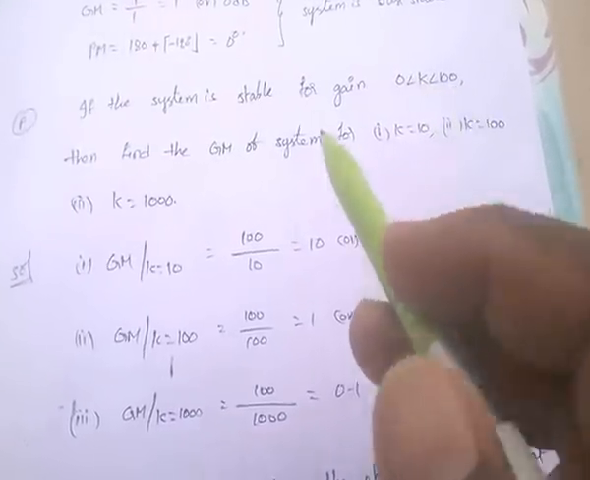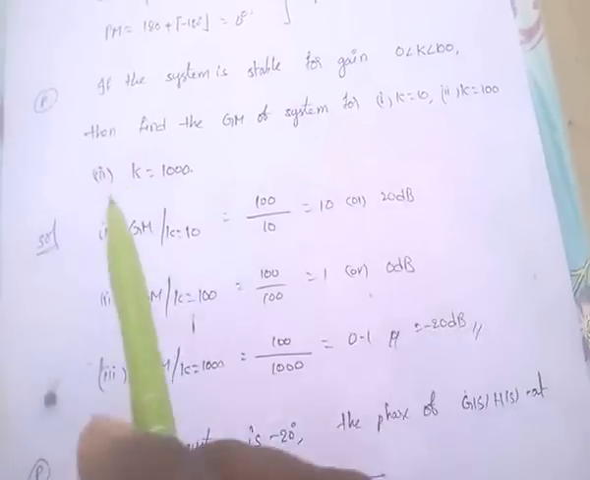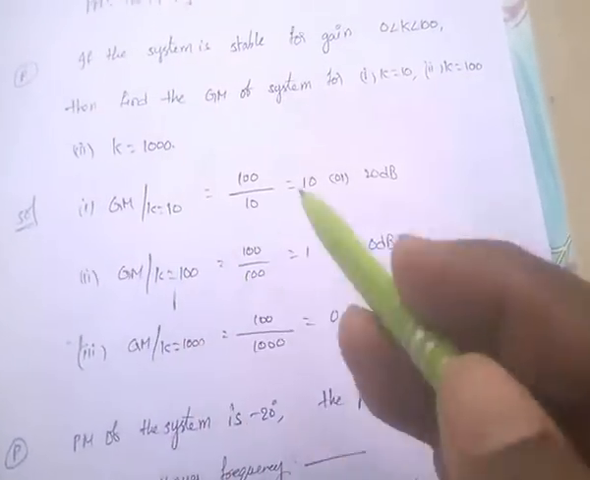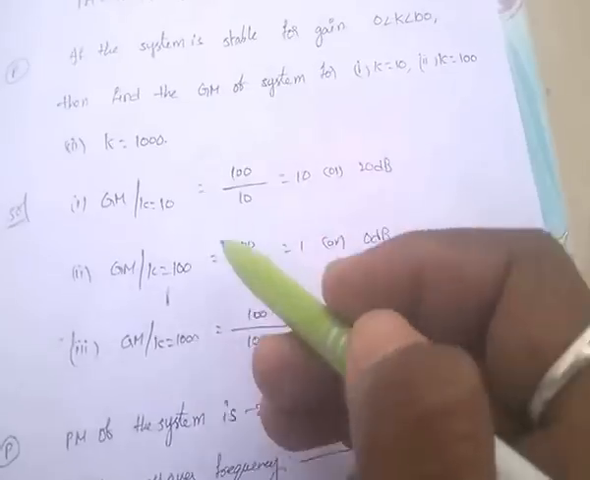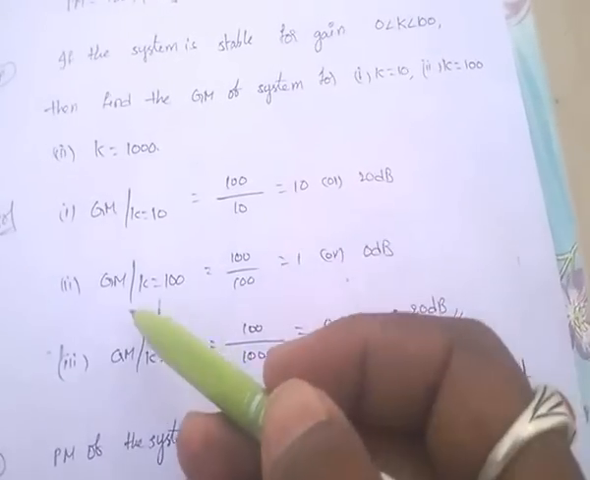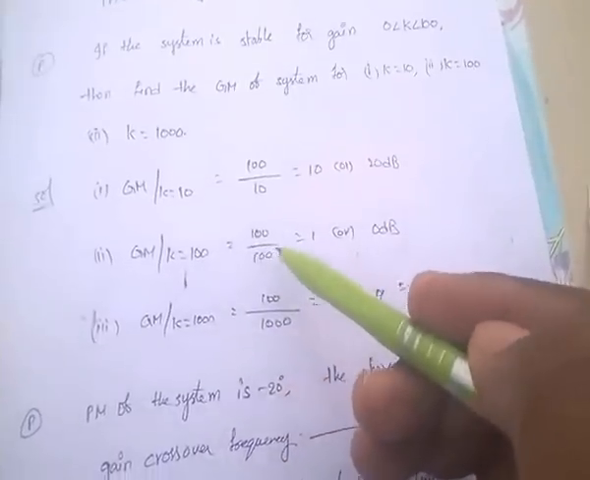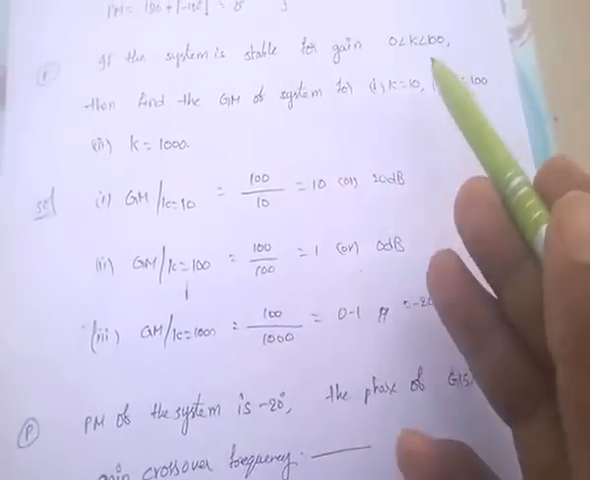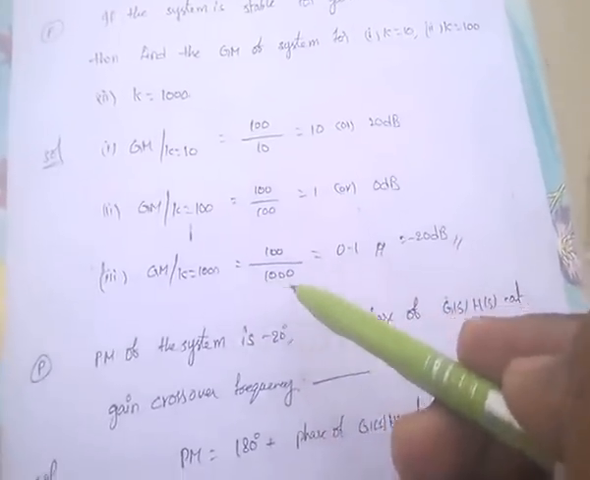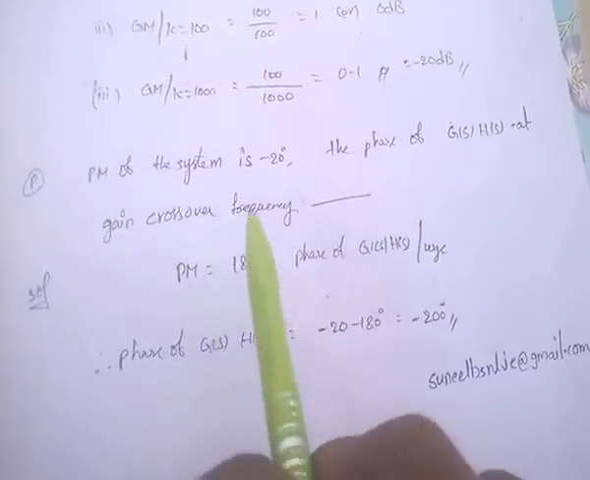And next question: if the system is stable for gain k greater than 0 and less than 100, find the gain margin of the system for k equal to 10, k equal to 100, k equal to 1000. For this, take the maximum value by the corresponding value, that is 100 by 10, that equals 10. And for this, 100 by 100, that equals 1. For k equal to 1000, maximum value 100 by corresponding value 1000, we get 0.1.